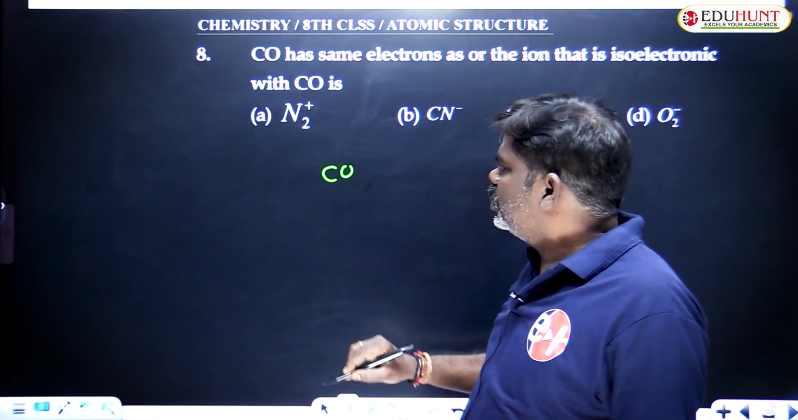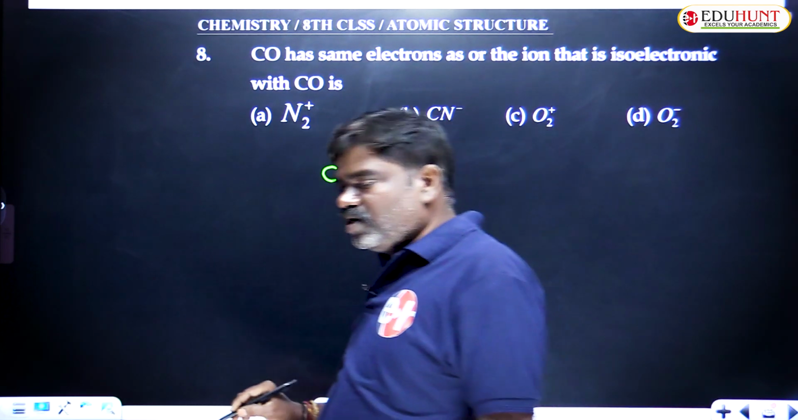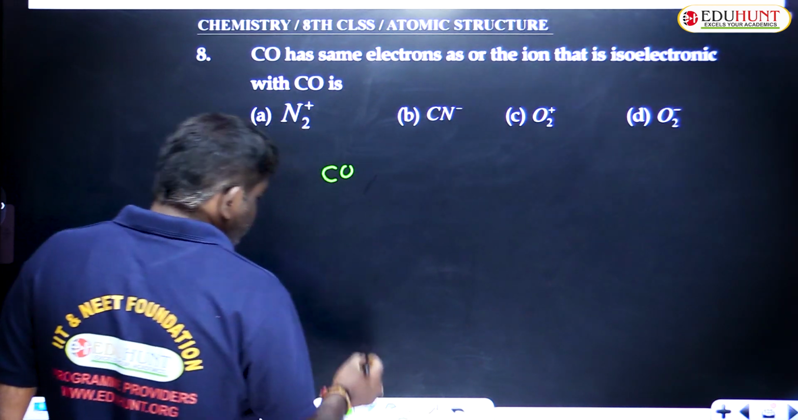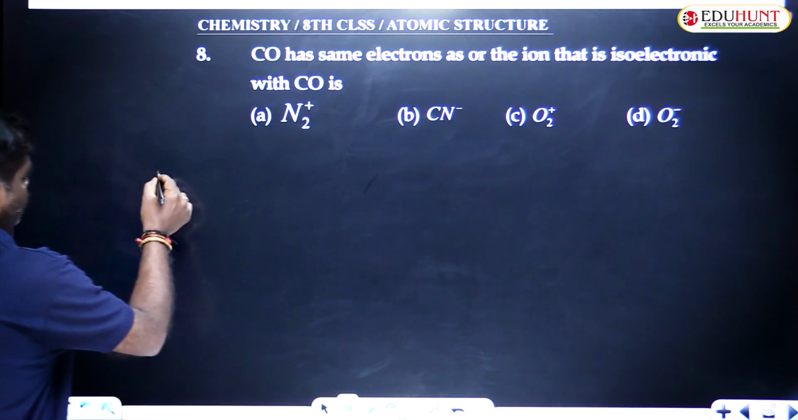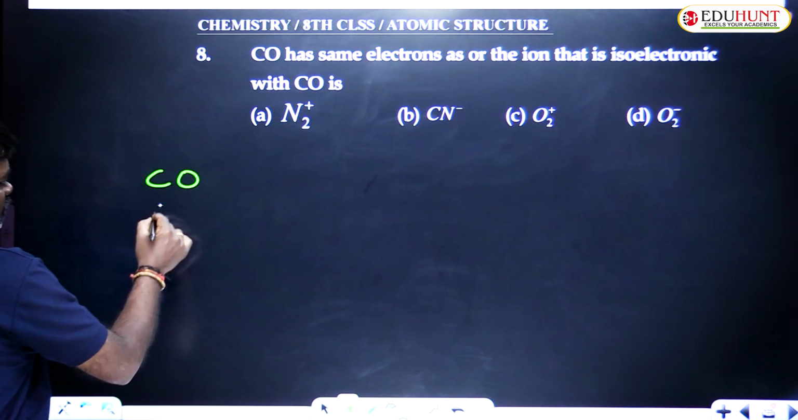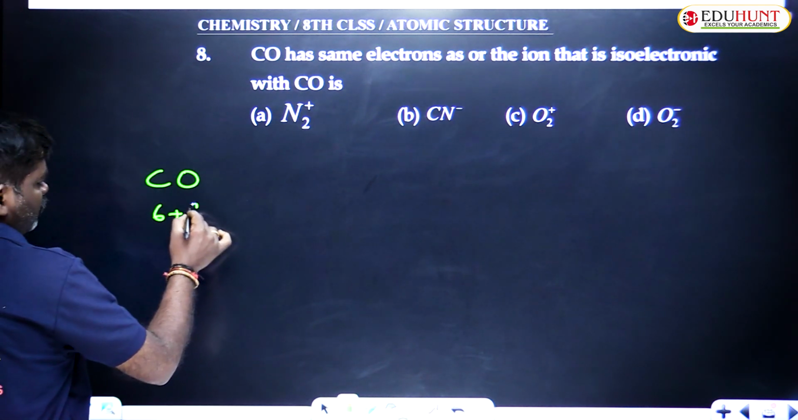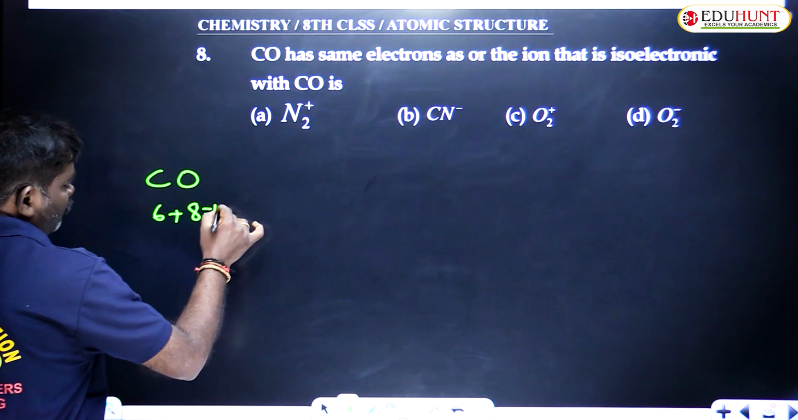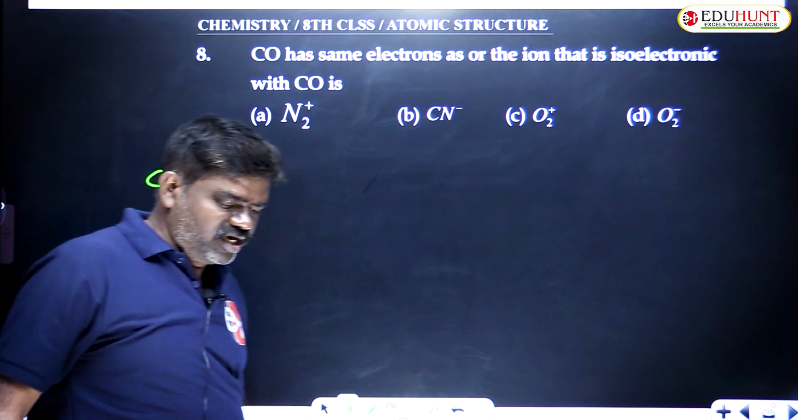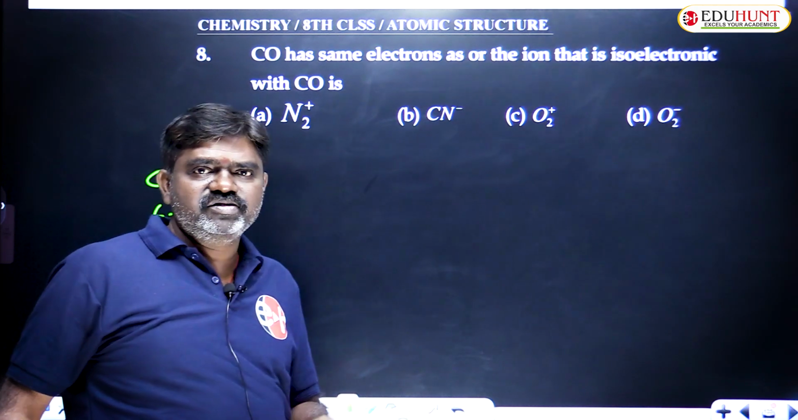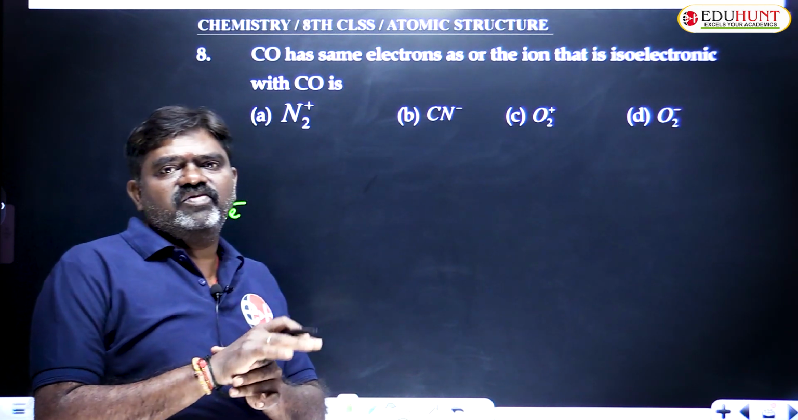CO contains how many electrons? For example, take carbon monoxide, CO. Carbon has atomic number 6 and oxygen has atomic number 8, so a total of 14 electrons are present. If you want to calculate electrons, you must know about atomic number.